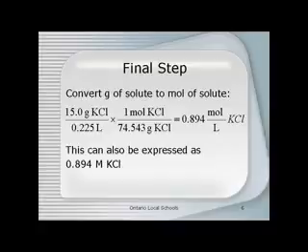And when we do this, the grams of KCl will cancel. We'll be left with moles per liter as our unit, which is proper. So we take our 15 grams of KCl times 1 mole, and then we divide individually by 0.225 liters and by 74.543 grams. And when we do that, we get a molarity of 0.894 moles per liter of KCl. Remember, this can also be expressed as 0.894 with an uppercase M that represents moles per liter KCl.